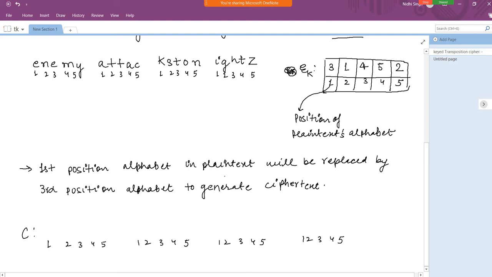First position alphabet in plain text means this one will be replaced by the third position alphabet, this one, to generate the ciphertext. So it will be replaced by E.